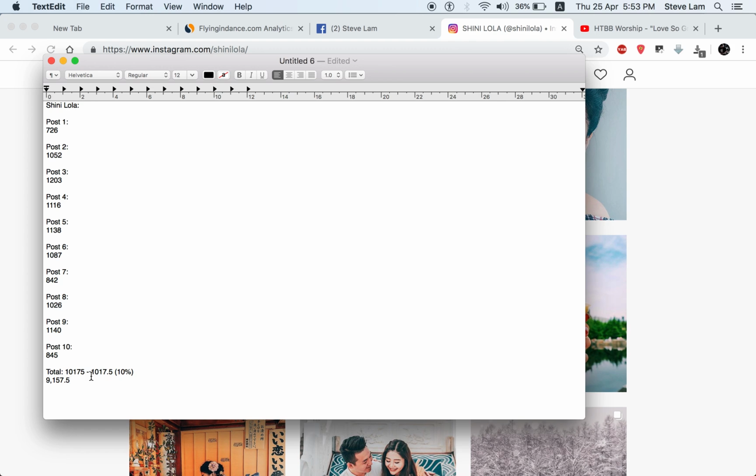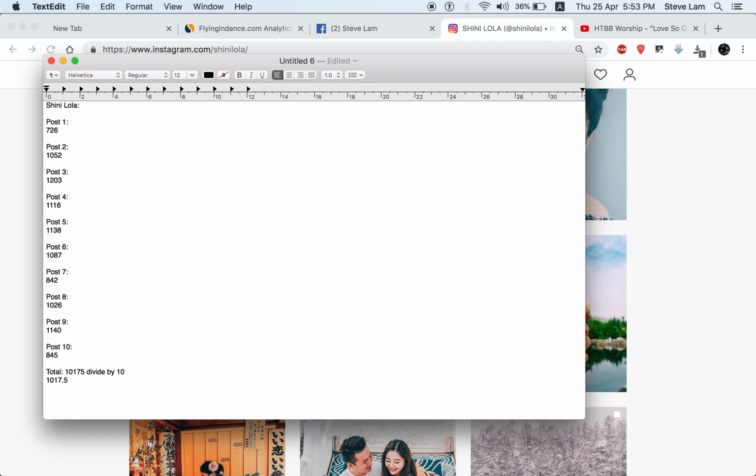Oh no. Of course. Rookie, stupid. I didn't divide this. Okay, I'm just testing y'all. I didn't divide by the total number of posts. I'm like, why is it so high? Okay, divide by 10 posts because this is 10 posts, right? 10175 divided by 10. So you get 1017.5.